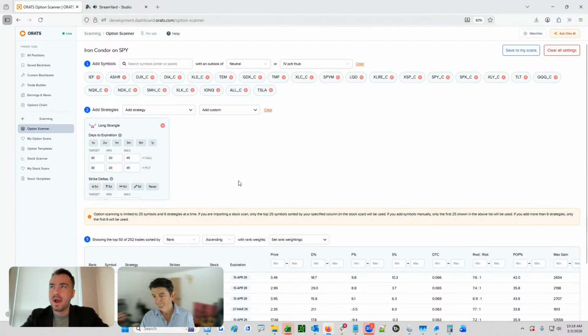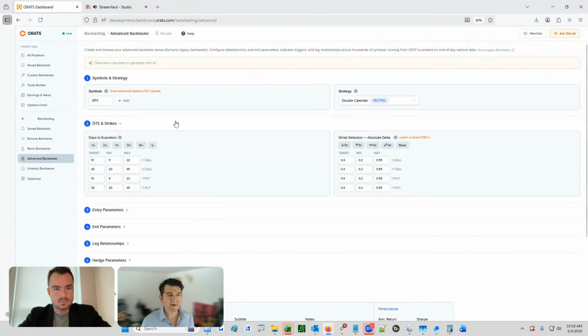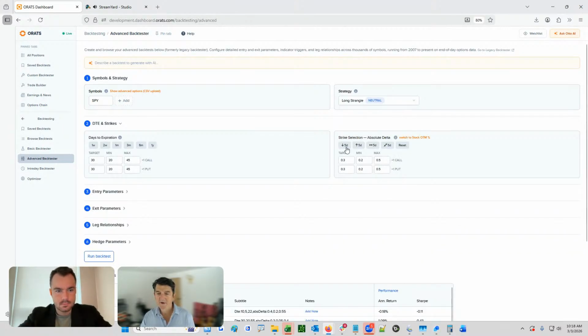So we mentioned backtesting in the title as well. Are we going to look at some backtests or backtest this particular strategy? What are we going to do? Yeah. So the next thing is, let's do some backtesting of some of these things. We'll go to the advanced backtester, and we'll test out the strategy. So let's test out a long strangle, and we'll just do it for SPY.